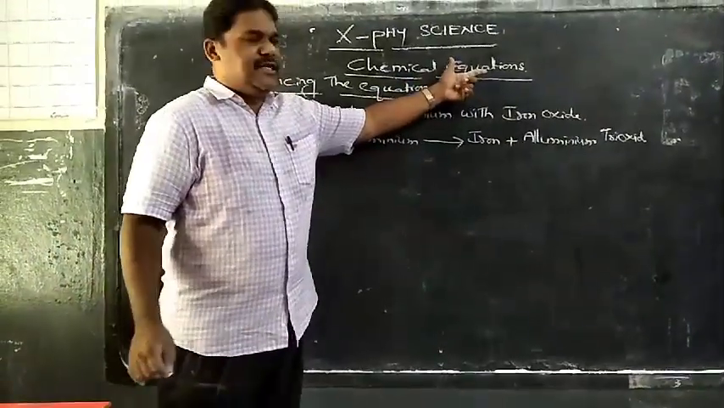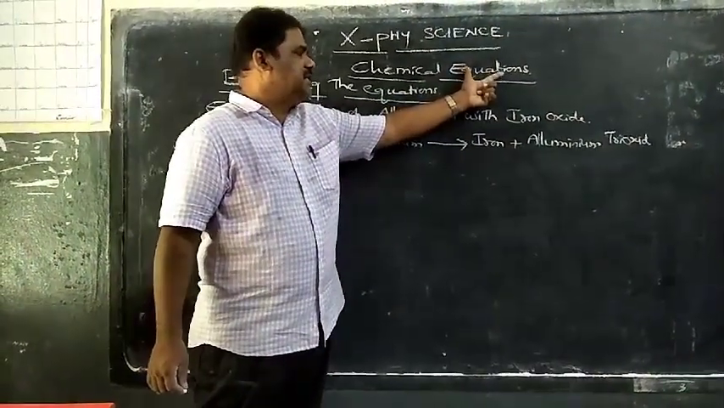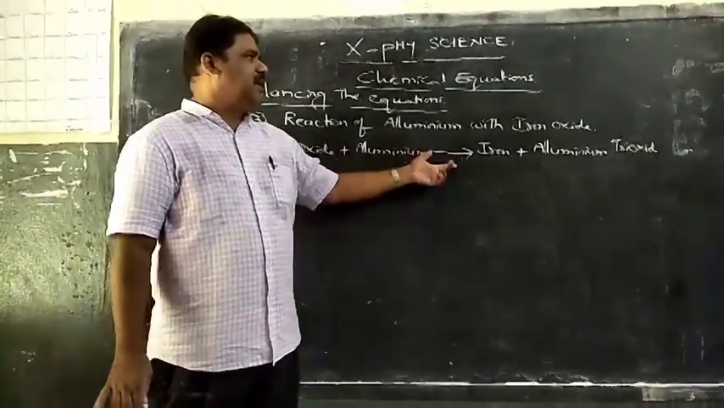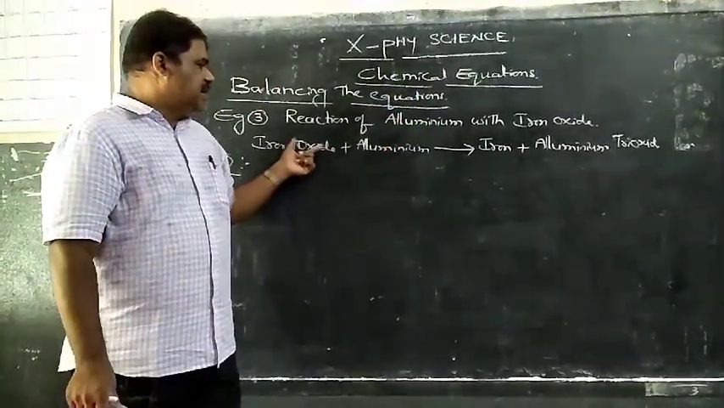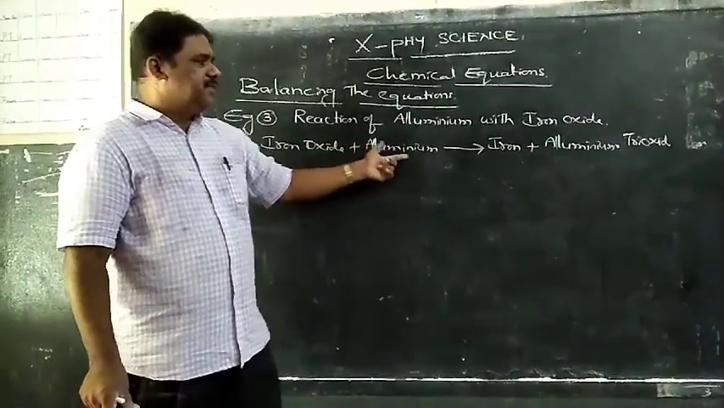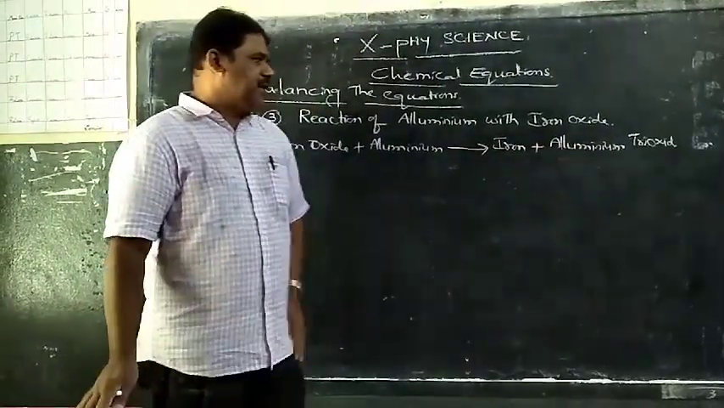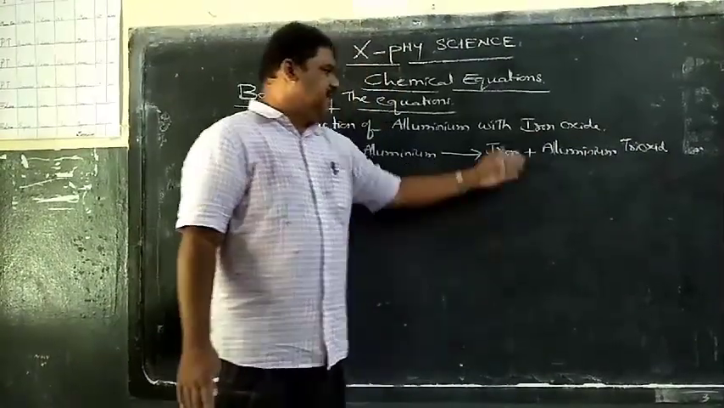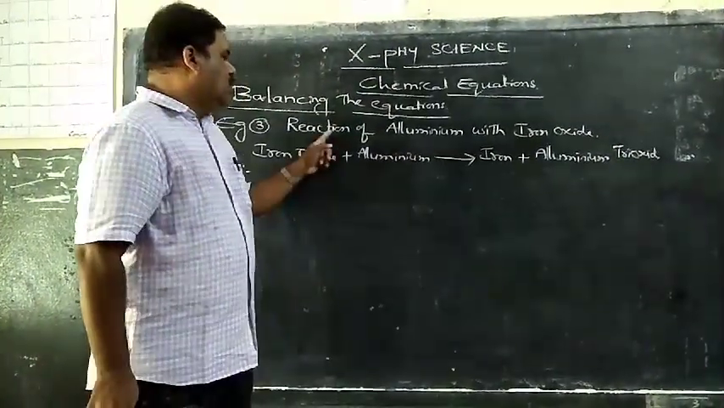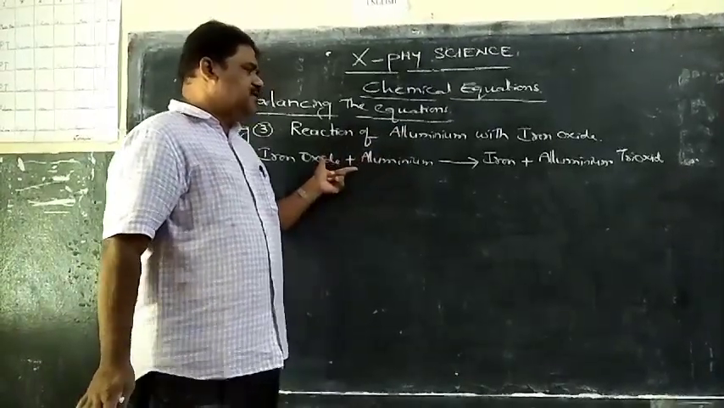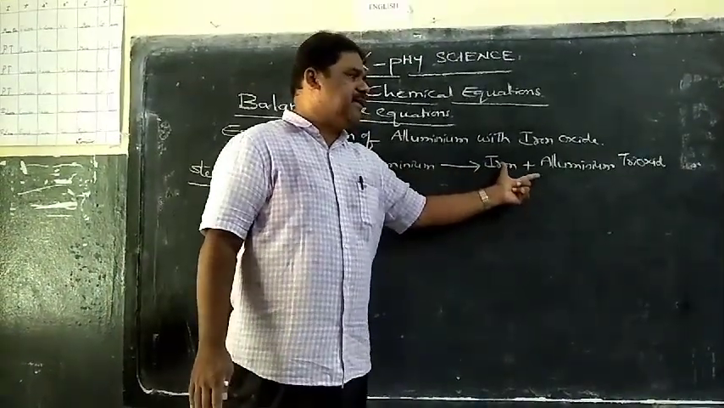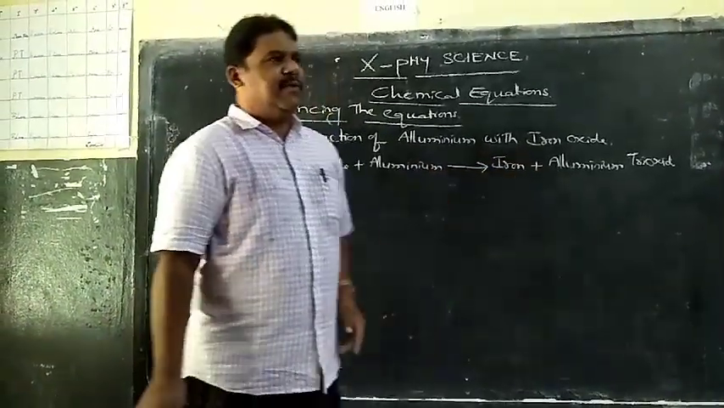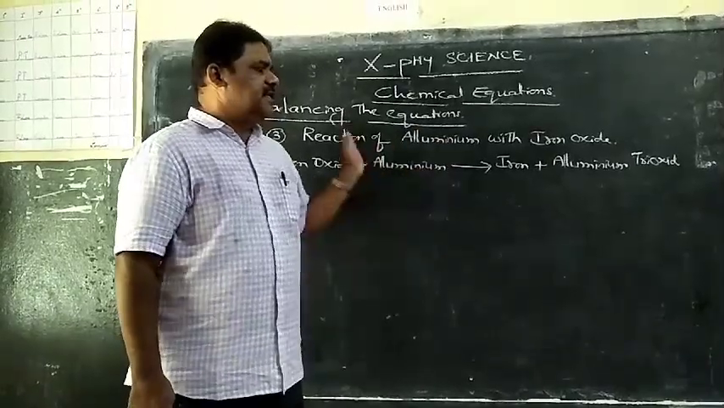Now, first, a chemical equation means a shorthand representation of a chemical change or chemical reaction. A chemical equation contains symbols and formulae. The substances which we take initially, we call reactants, and the substances formed are known as products. Reactants are written on the left side, products on the right side, separated by an arrow mark. Now, the number of atoms of an element on the left side should be equal to the number of atoms of the same element on the right side. If you count how many irons are on the left side, the right side should also have the same number of iron atoms. Then we say that it is balanced.